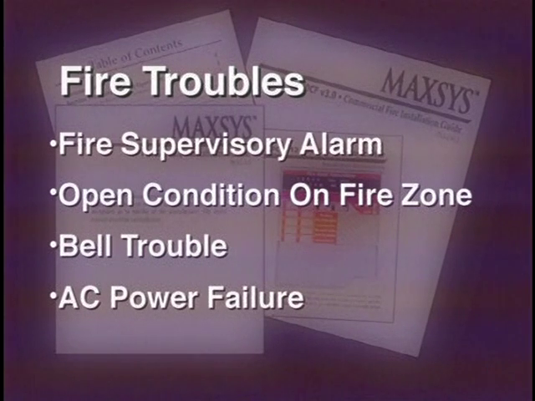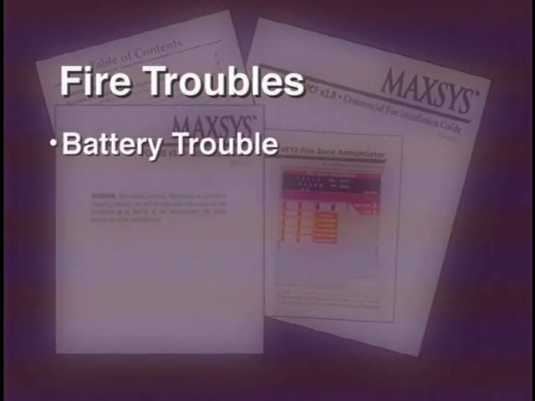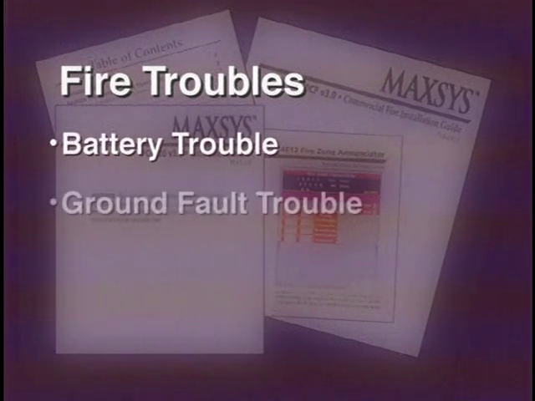An AC trouble will occur if an AC power failure is detected on either the main panel, any PC4204 power supply module, any PC4702 bell panel, or any PC4820 access control module. A battery trouble will occur if a low battery condition is detected on either the main panel, any PC4204 power supply module, any PC4702 bell panel, or any PC4820 access control module.